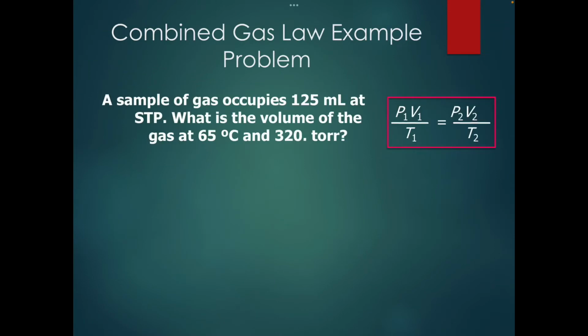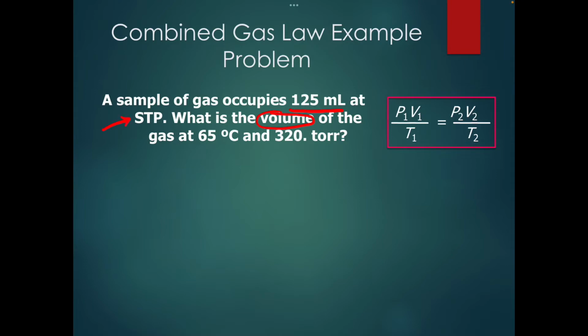All right, so a lot of times we will use STP as a set of conditions in solving gas law problems, like this one. This says a sample of gas occupies 125 milliliters at STP. What is the volume of gas at 65 degrees Celsius and 320 torr? Again, we recognize this as a gas law problem because we're going to have multiple pressures, multiple temperatures, multiple volumes. So here we have a volume and it's asking what's the new volume.